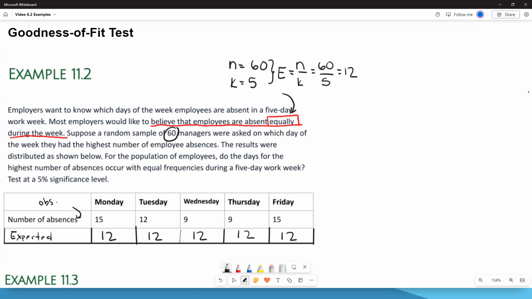The question is now, is that true? We have this expected value, and we have some sample data to corroborate it. Do those two frequency distributions match? So we're going to go through our 4-step hypothesis method. So step 1, state those hypotheses and identify the claim. So our null hypothesis is that there's no difference between those distributions.